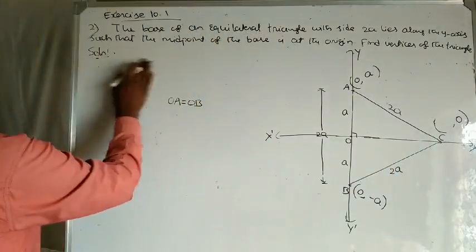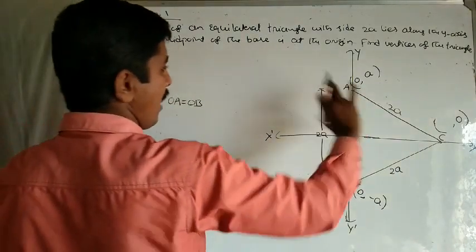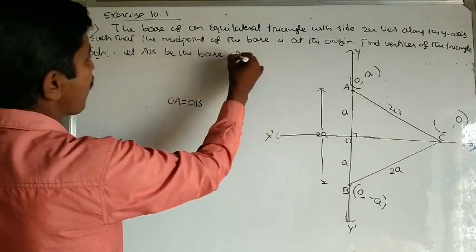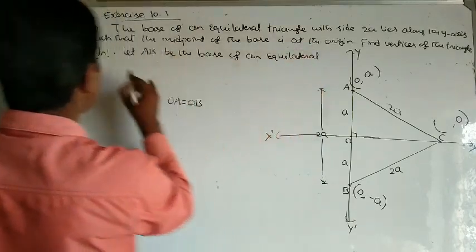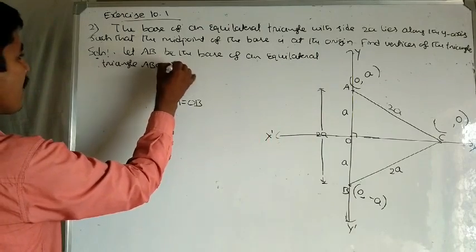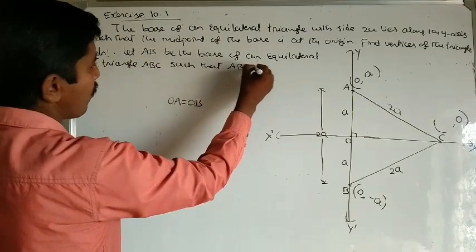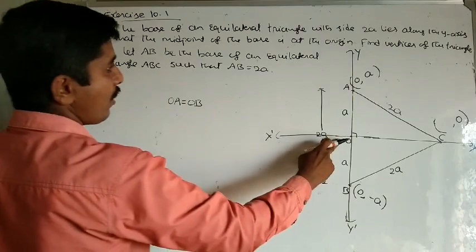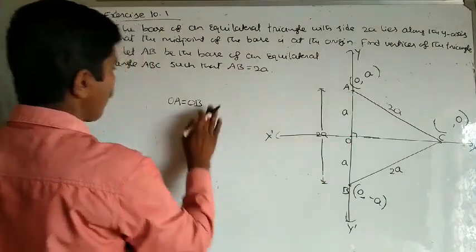Correct. Let AB be the base of an equilateral triangle ABC such that AB equal to 2A. Full stop. And they are given that the midpoint of the base is at the origin. Here the origin is clearly the midpoint of AB.